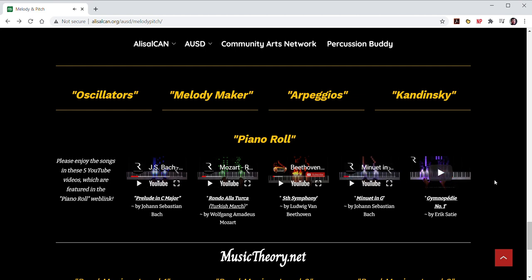And here at the end we have Gymnopédie number 1 by Erik Satie, a French composer. Very calm, very relaxing. Purple, calm, relaxing, very nice. Gymnopédie.